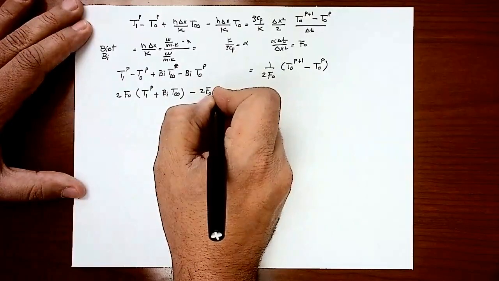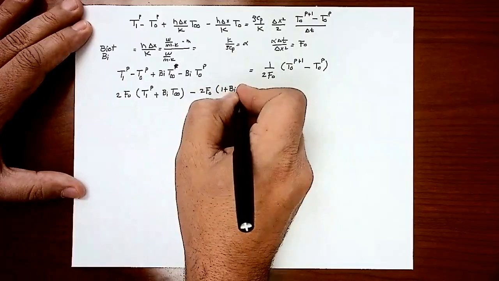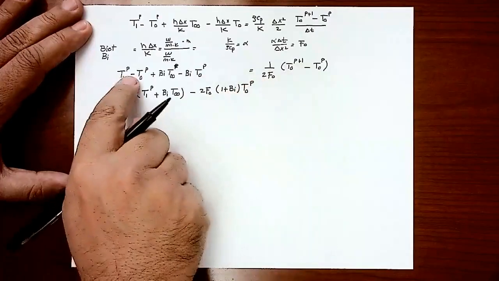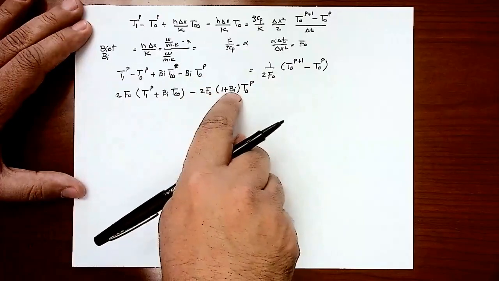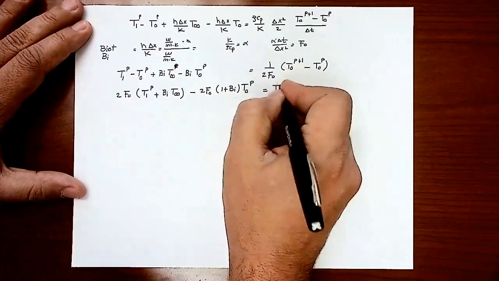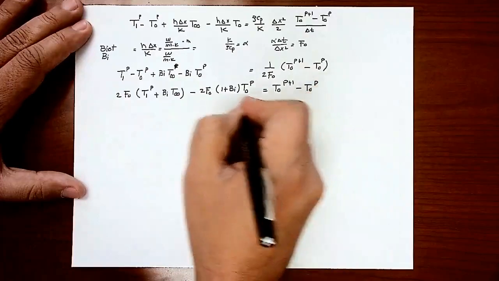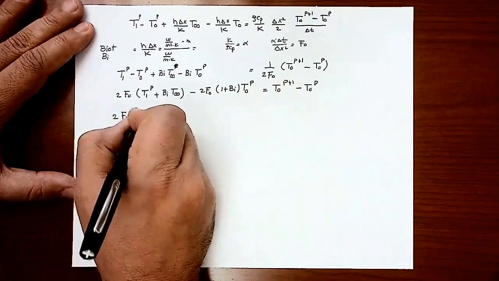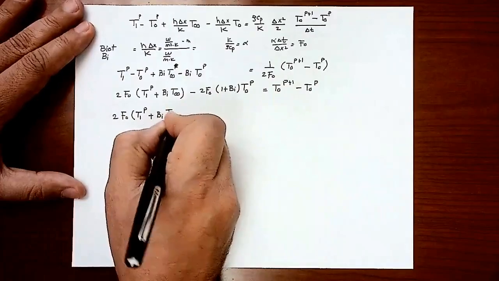right? 1 plus Biot number, that's T node at p. So it's minus 1 minus Biot number. So I take the minus outside, so it's going to be 1 plus Biot number. Then it's multiplied by 2 Fourier number from this side. This should equal T node at p plus 1 minus T node at p. This term can go into this side as well. So I would have 2 Fourier number times (T1 at p plus Biot number T infinity).